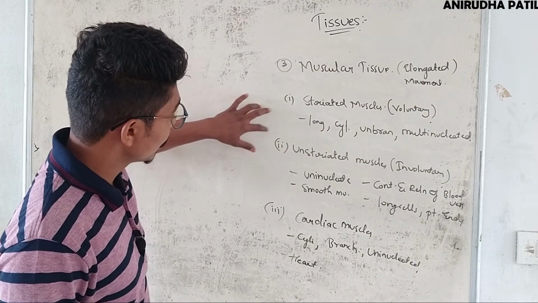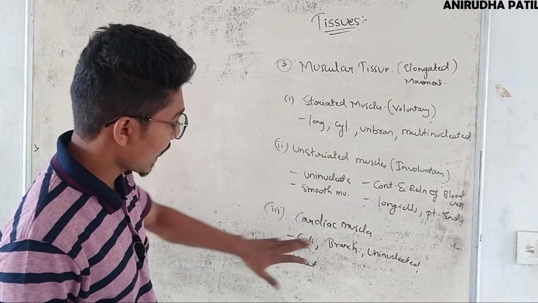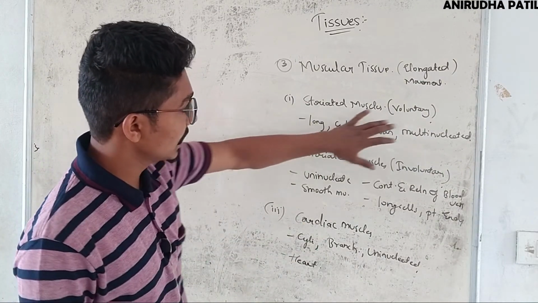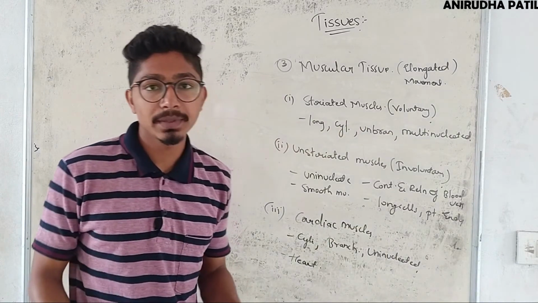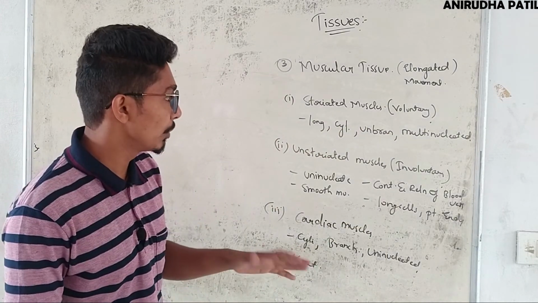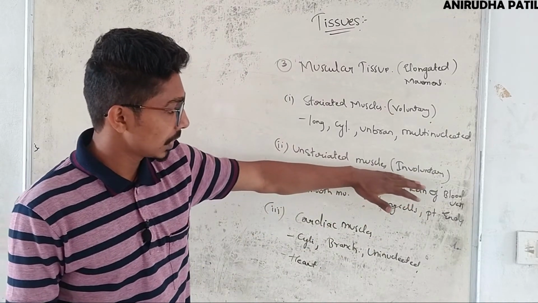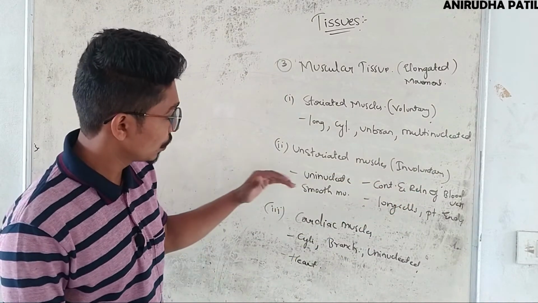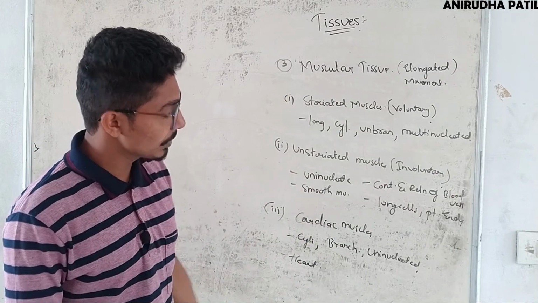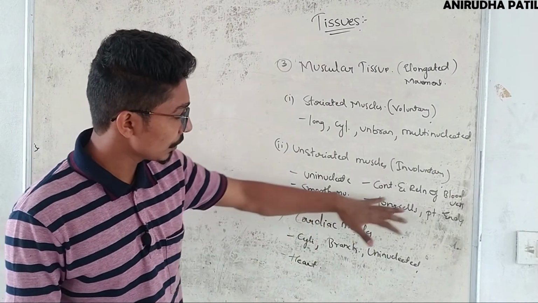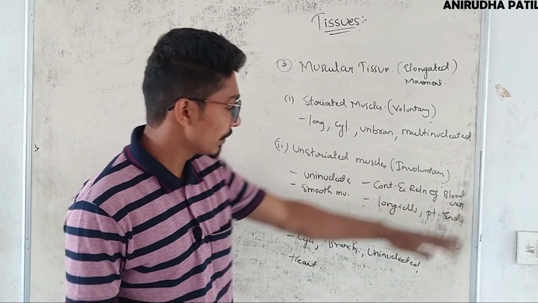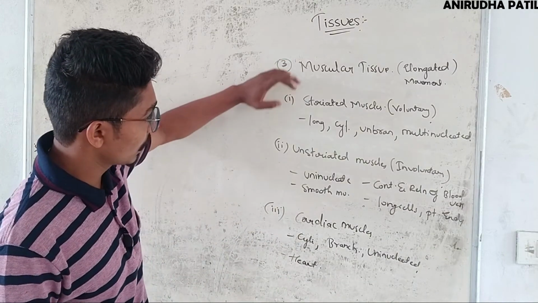There are 3 types of muscular tissue: striated, unstriated, and cardiac. So striated are basically voluntary muscles, that means we can control the movement, and unstriated are involuntary. Here the control is not in our hand, so they are responsible for the contraction and relaxation of blood vessels. Let's see everything one by one.